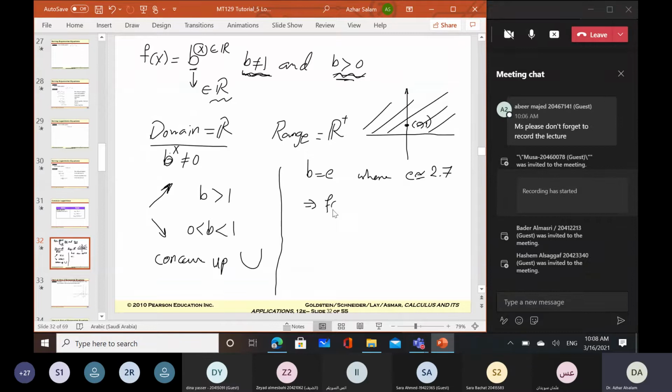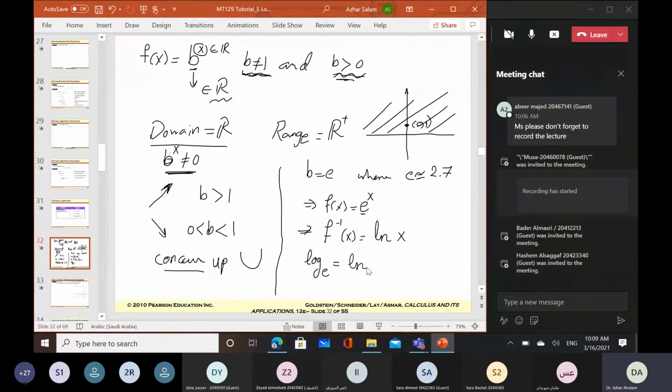We define the natural exponential function e to the power x. It has the same properties as the exponential function b to the power x with any base, the same concavity, increasing or decreasing, but I have here a special number which is e, and I define its inverse, which is the natural logarithm. I write it like this: ln of x. This is the natural logarithm, which is the logarithm to the base e.